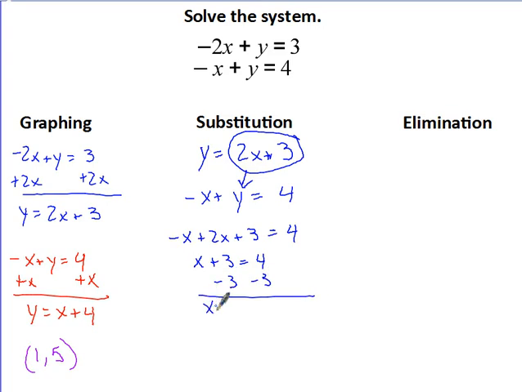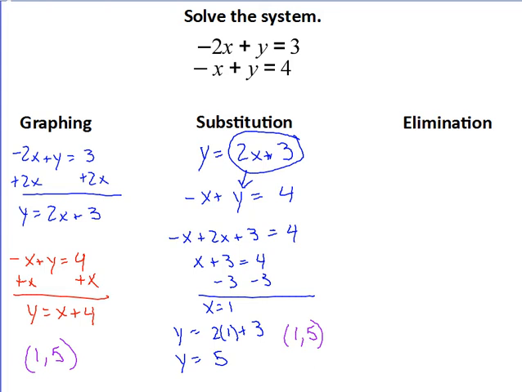So x equals 1. Now I'm going to take that 1 and plug it back into one of my equations to get what y is equal to. So I'm just going to use this at the top. Y equals 2 times 1 plus 3. 2 times 1 is 2, plus 3 is 5. So my solution, again as an ordered pair, is 1, 5. Alright, so same system, different method, same solution.